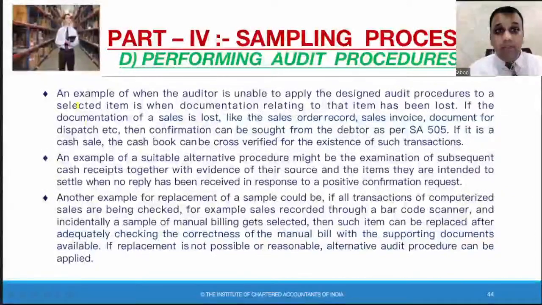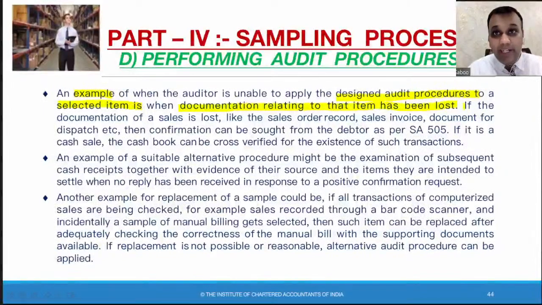So we have an example when the auditor is unable to apply designed audit procedures to a selected item. The example is when documentation relating to that item has been lost. Sir, there was a fire in our storeroom, document room. We could save as many documents as possible, but we lost the invoices evidencing the purchase of this particular machine, or a particular sales file relating to a particular debtor or particular day.